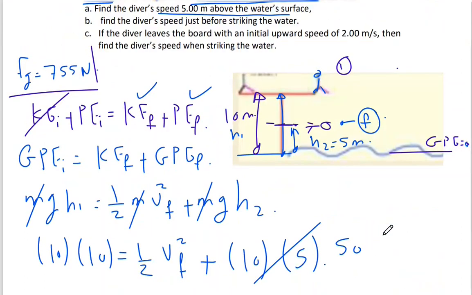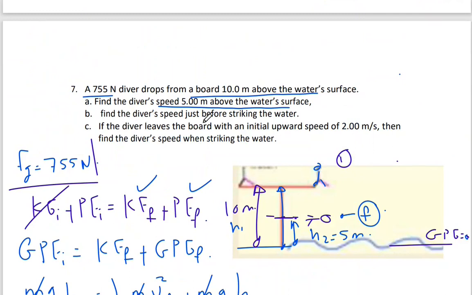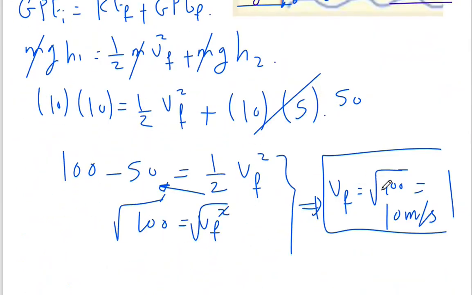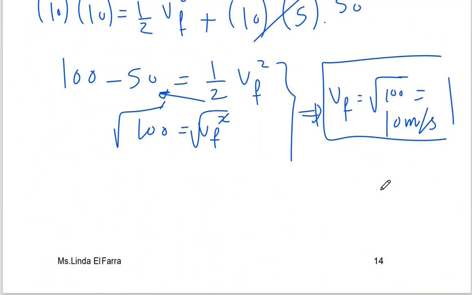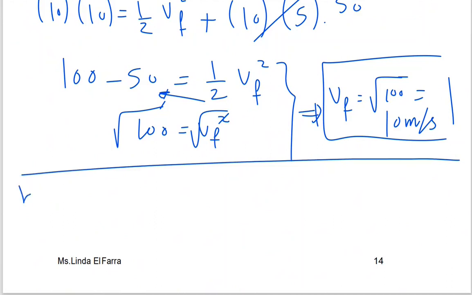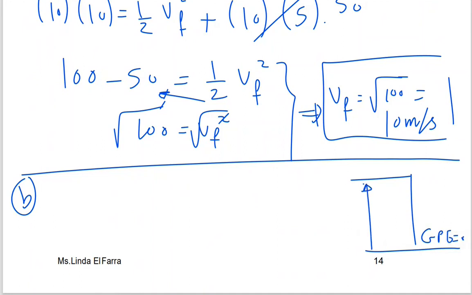Okay. Now next, find the diver's speed just before striking the water. Standing here, and the height at the surface of water, the gravitational potential energy is 0. So anything on the top will be positive. So the height here is positive 10 meters, and he's standing here. So the initial energy here will be gravitational potential energy.